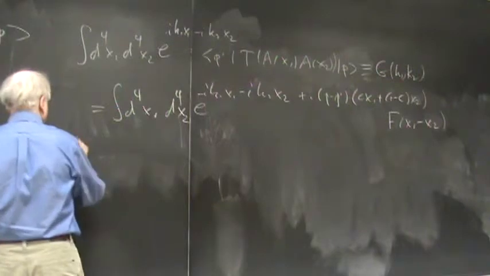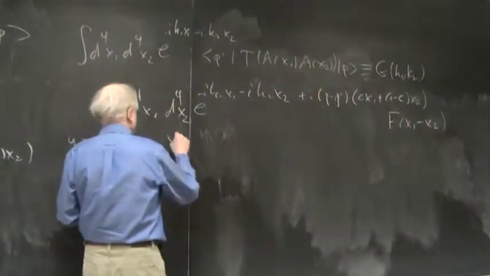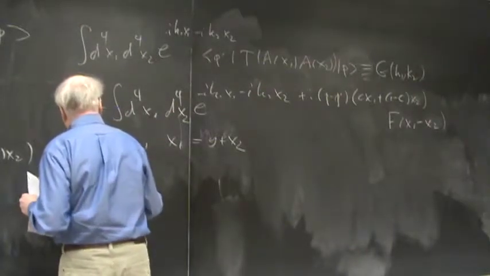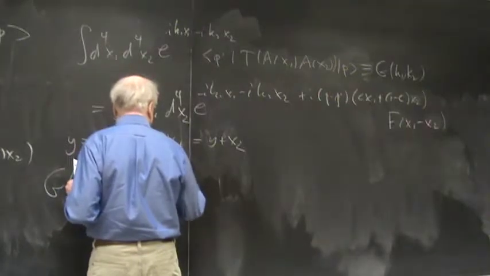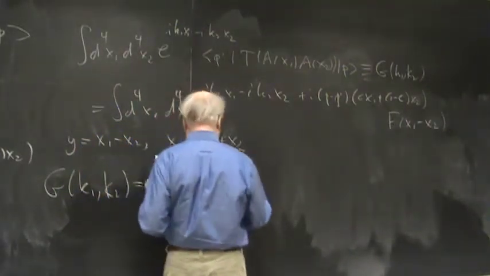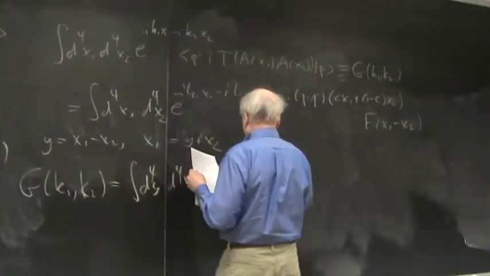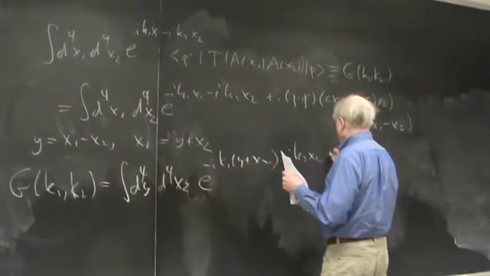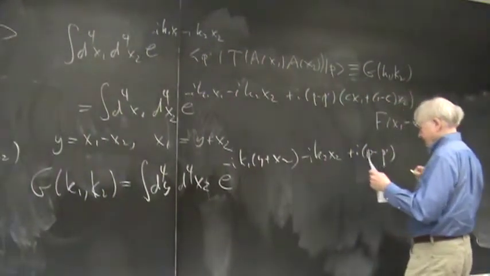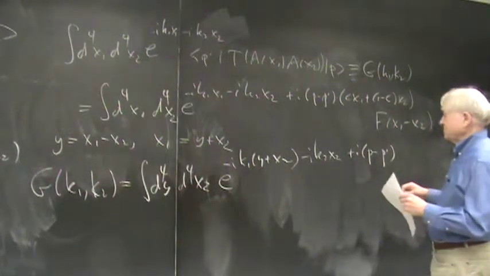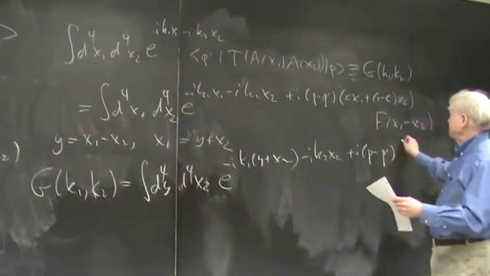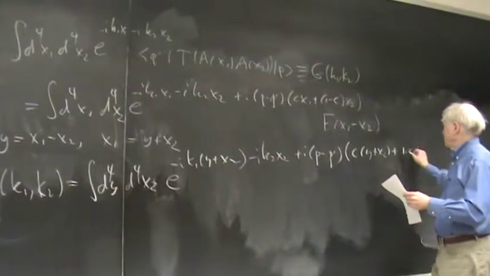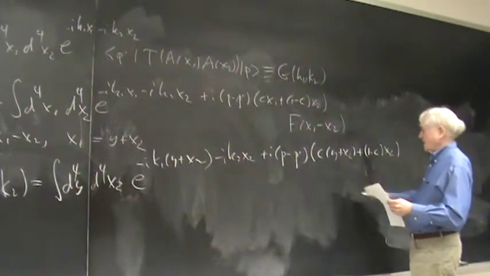Okay, so I'm going to set y equal to x1 minus x2, so that x1 is equal to y plus x2, and so g of k1, k2 then is the integral d4 y, d4 x2, e to the minus i k1 times y plus x2, minus i k2 x2, plus i p minus p prime. And now I have to write this correctly, because I changed the notation on the board from my notes. It's c times x1, which is y plus x2, plus 1 minus c x2, and times f of y.